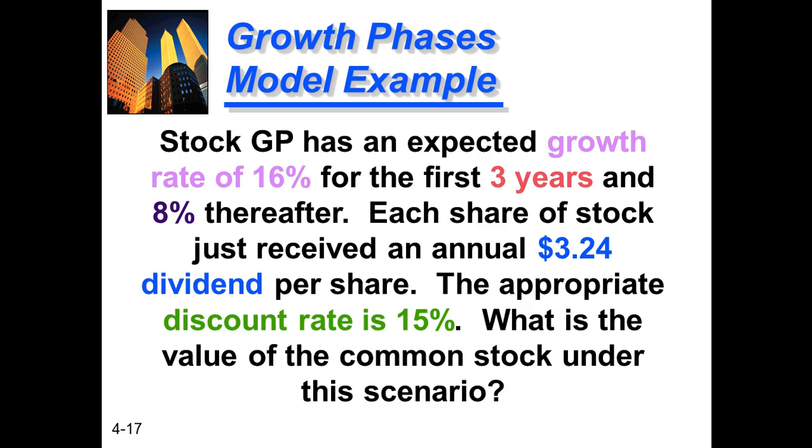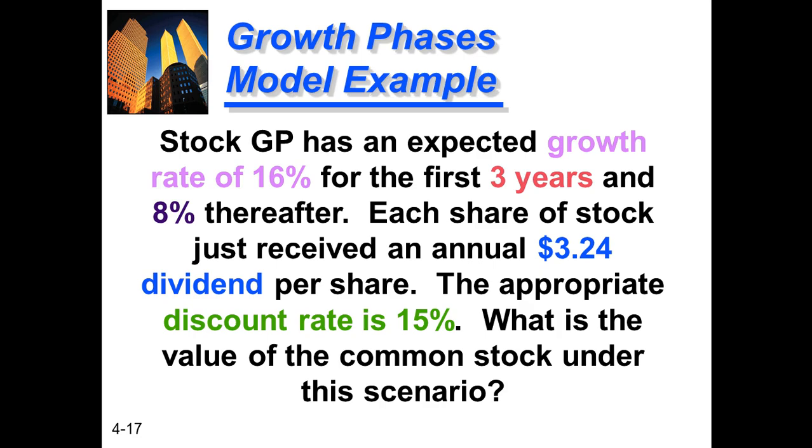Stock GP has an expected growth rate of 16% for the first 3 years. So it's the first phase. In the first phase, you have 16% growth in the dividend, and 8% thereafter. So in the second phase, there is 8% growth for the infinite life. Each share of stock just received an annual dividend of $3.24 per share. The appropriate rate is the same 15%. What is the value of the common stock under this scenario?